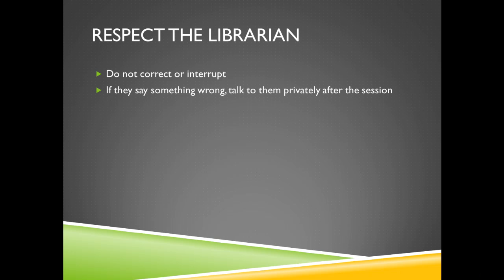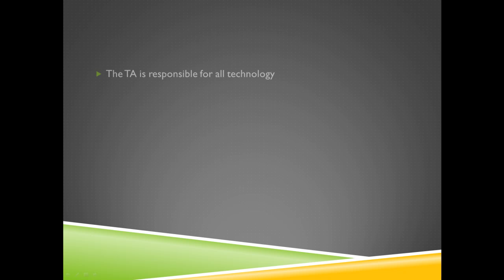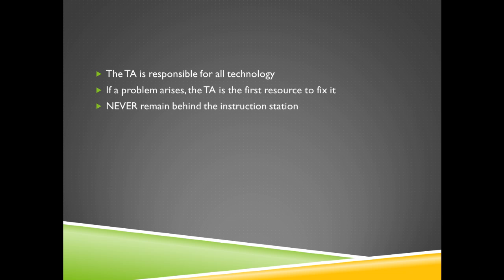If the instructor announces something incorrectly or a change has been made, talk to them privately about it after the instruction is over. The TA is responsible for all technology in the room. The TA must manage or handle any technological problems or contact technical support for help. And finally, never remain behind the instruction station when time is turned over to the students for work time. Walk around the room and help when there are questions or you notice a general need for assistance.